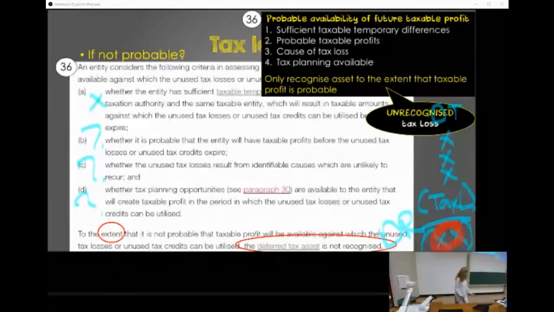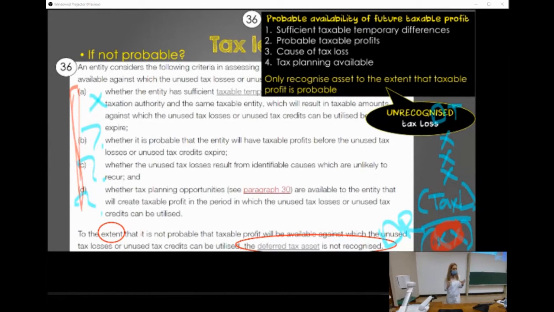Okay, the last thing on this slide that I wanted to say: what we are saying here is, when can we recognize this benefit? If these criteria apply and we're happy with that, then we can go ahead and recognize it. However, if they don't and we have to limit it to 0, then there will be a portion that is unrecognized.